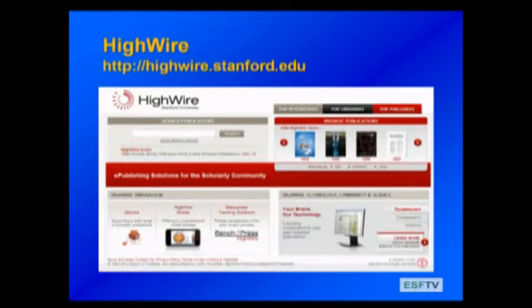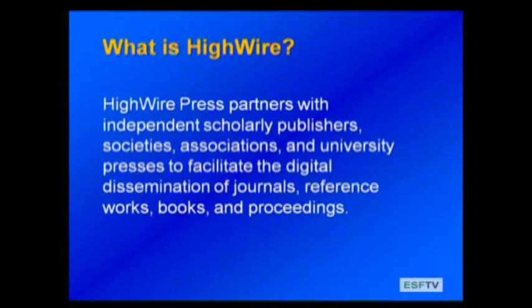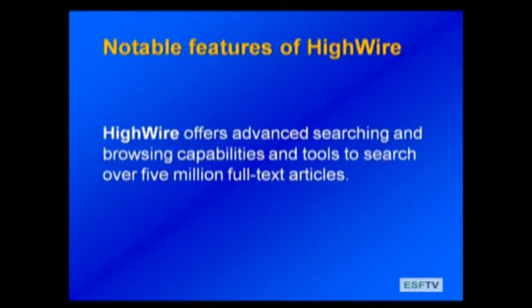The next resource we're going to talk about is called Highwire, highwire.stanford.edu. Highwire Press is a division of the Stanford University Libraries, again a reputable source for a free online journal article database. Highwire Press partners with independent scholarly publishers, societies, associations, and university presses to facilitate the digital dissemination of journals, reference works, books, and proceedings.